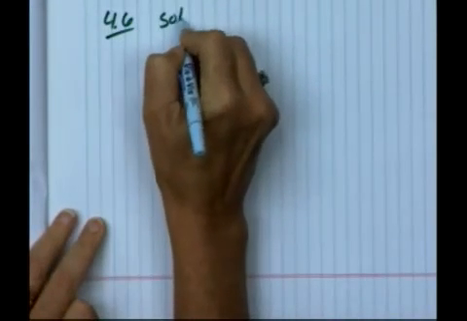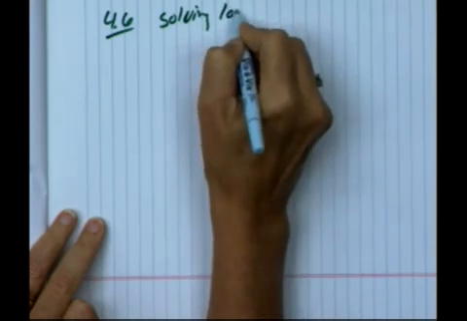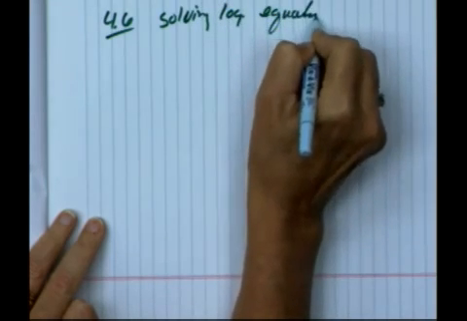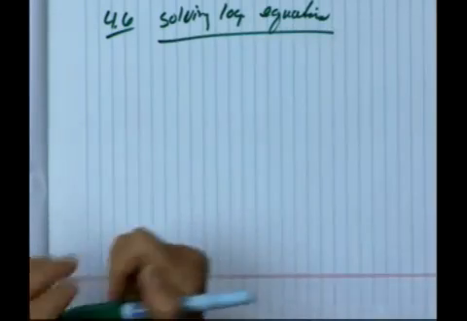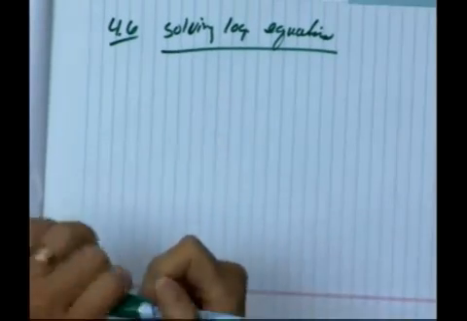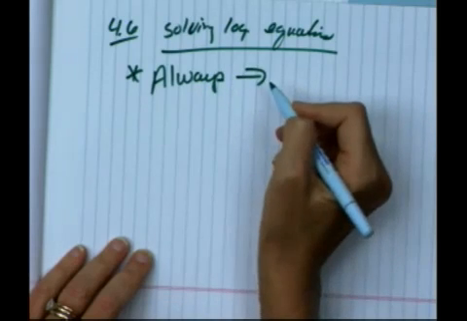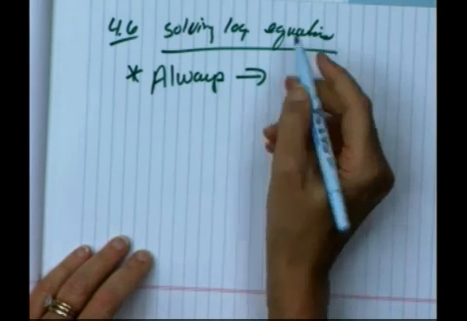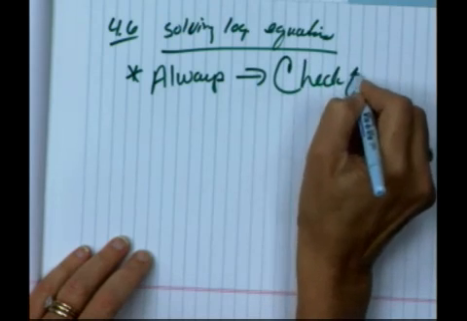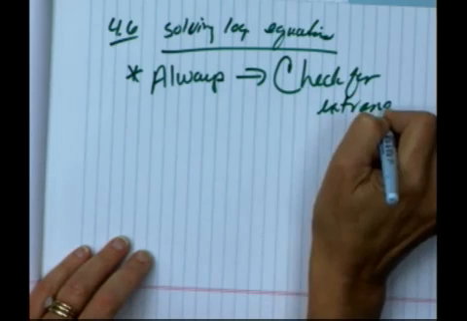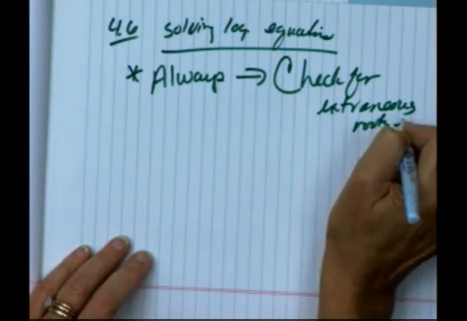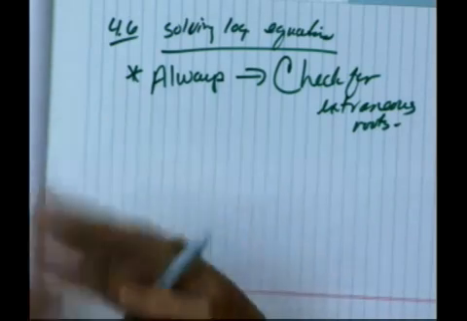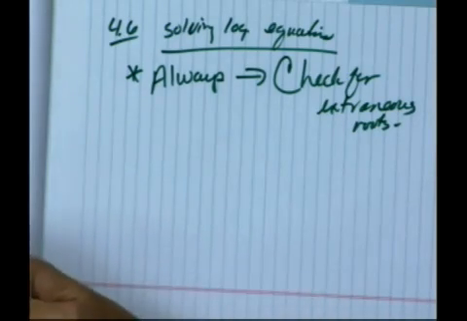4.6, we're solving logarithmic equations. And there was something that I told you, you got to always be very, very careful to do when you were solving a log equation. Anybody remember? Always what? After you solve and you get an answer, what have you got to always do? Check for extraneous roots.